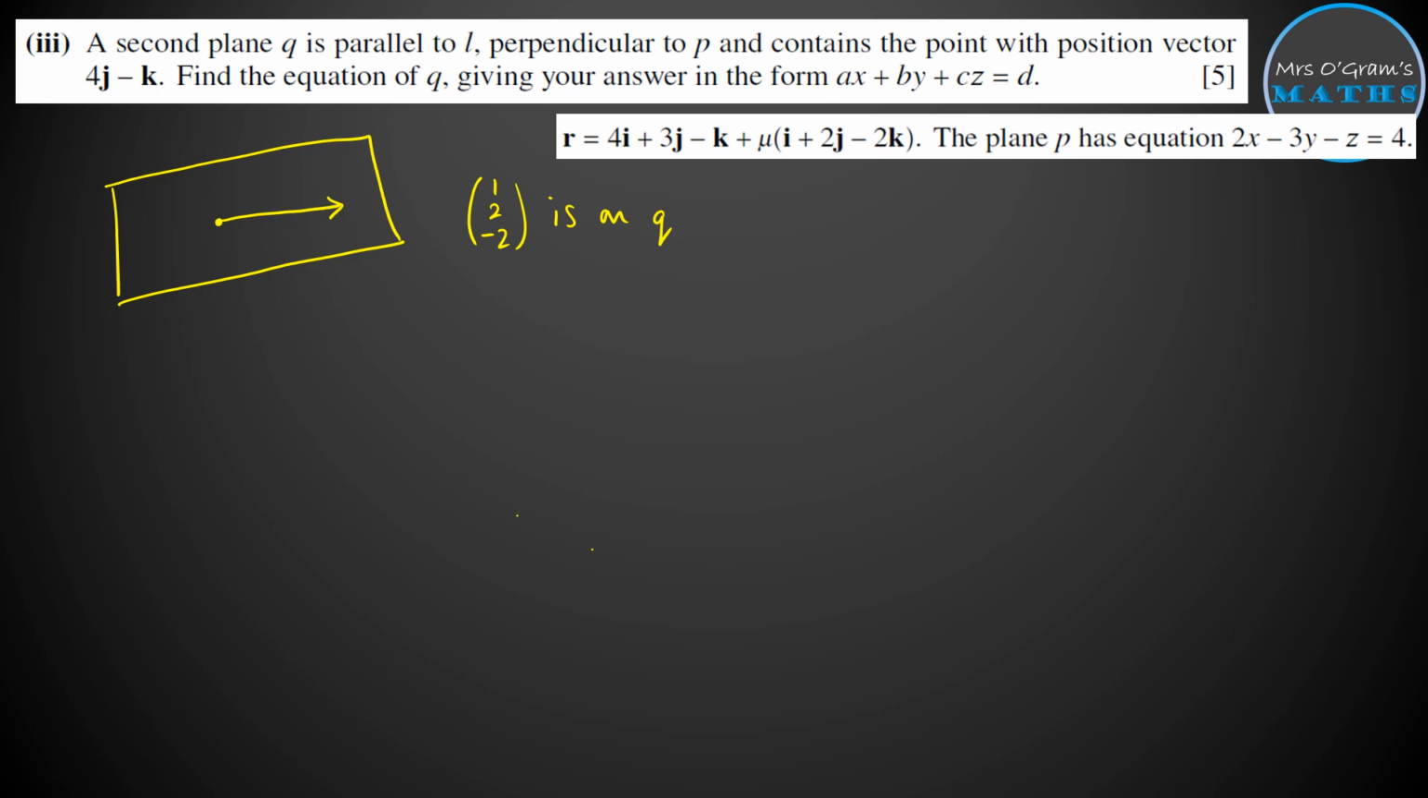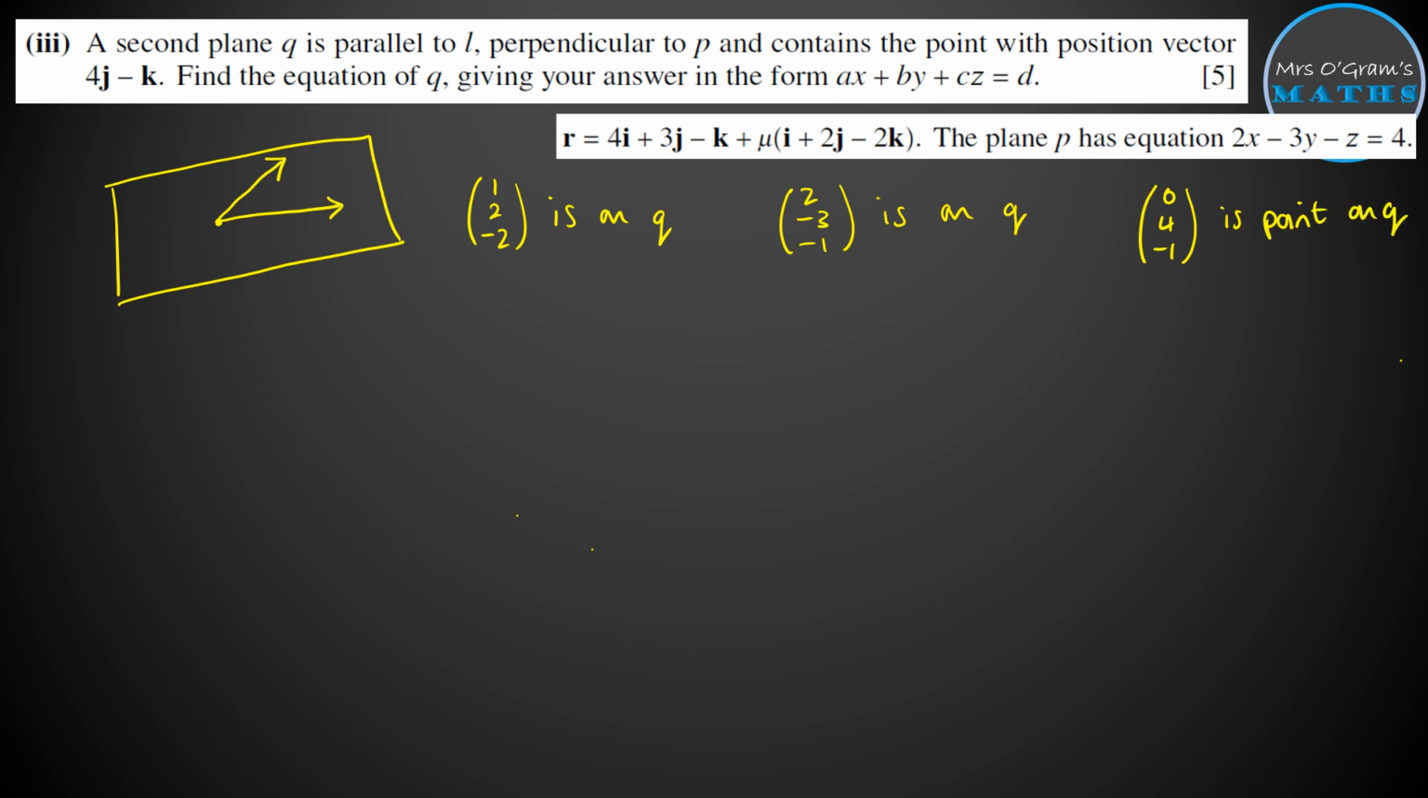Then the next thing is that it's perpendicular to P, which means that the normal to P is also on that plane. So it forms another vector that is also on Q. So (2, -3, -1) is a vector on Q. And the last piece of the puzzle that we'll need is that (0, 4, -1), so that position vector, is a point on the plane.